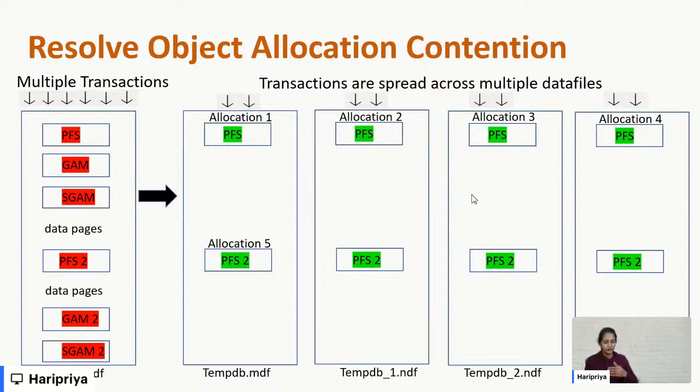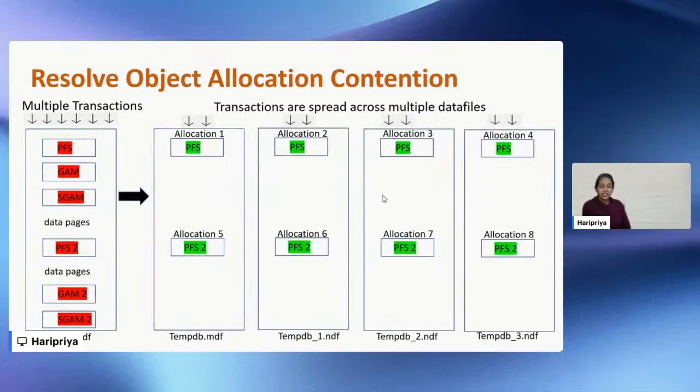So it goes 1, 2, 3, 4, and then 5, 6, 7, and 8. So this is how the allocations round robin across the data files and also within the data files. And that's how this allocation contention is produced. And only when you see page latches on PFS, GAM, SGAM pages do you add data files. If you see the page latch on any other pages, adding data files will not help. So that's why I kept saying, if you see page latches on PFS, GAM, SGAM, then you add the data files. All right.